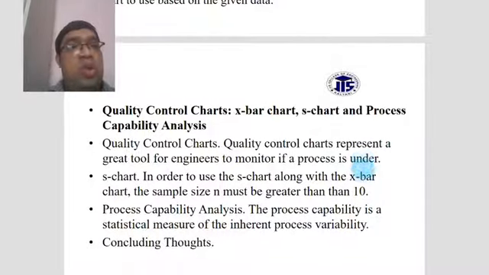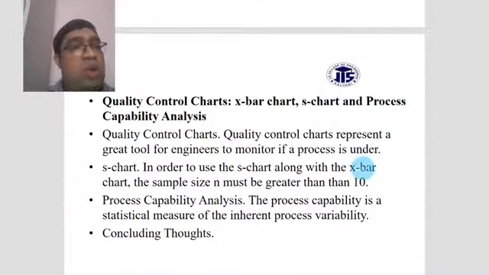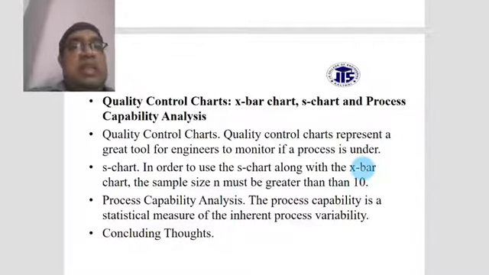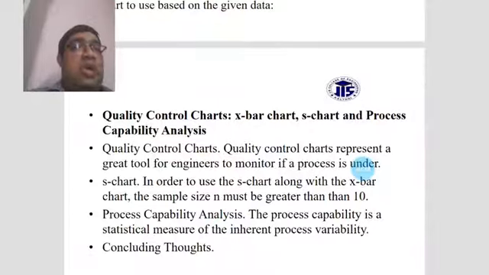In order to use the S chart along with the X-bar chart, the sample size n must be greater than 10.